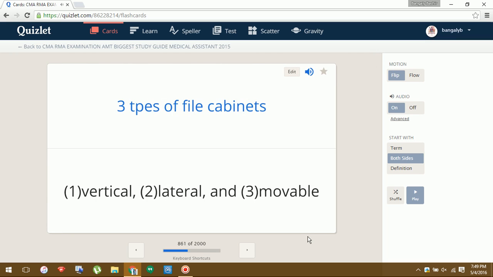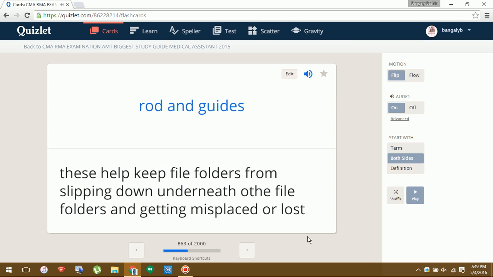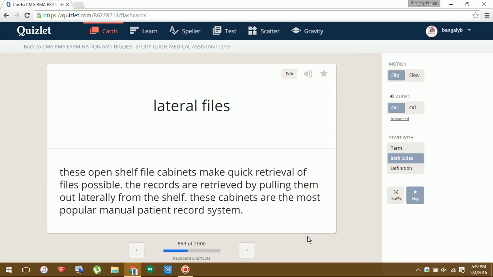3 types of file cabinets. Vertical, lateral, and movable. Vertical files are cabinets that have pull-out drawers where files are stored. Files are retrieved by lifting the appropriate file up and out. Rod and guides. These help keep file folders from slipping down underneath old file folders and getting misplaced or lost. Lateral files. These open shelf file cabinets make quick retrieval of files possible. The records are retrieved by pulling them out laterally from the shelf. These cabinets are the most popular manual patient record system.